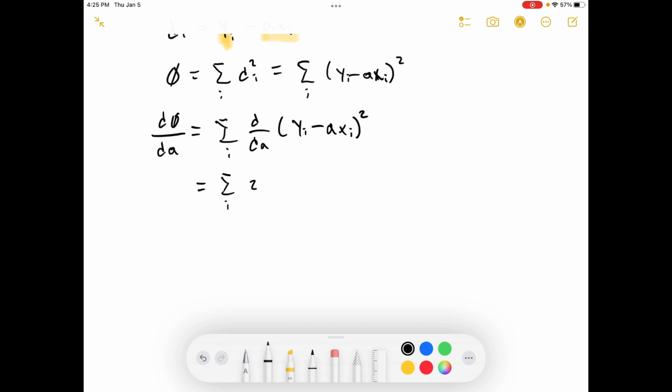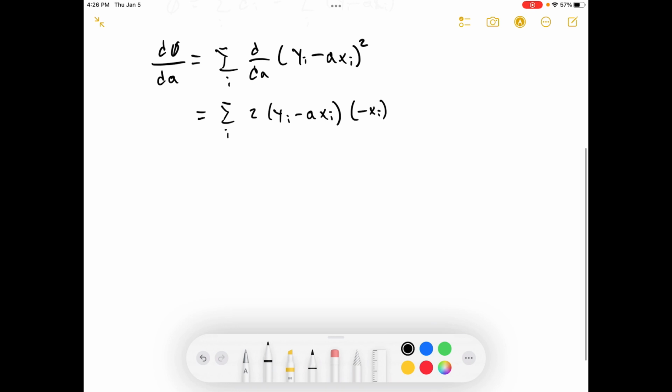And first we do the power rule and take care of that. So we have 2 times the inside raised to the power of 1, and then we take the derivative of the inside. The derivative of y is 0 because there's no a there, and then the derivative of minus a x is just minus x. Then we simplify this expression and try to figure out where it equals 0. So let's simplify this a little bit.